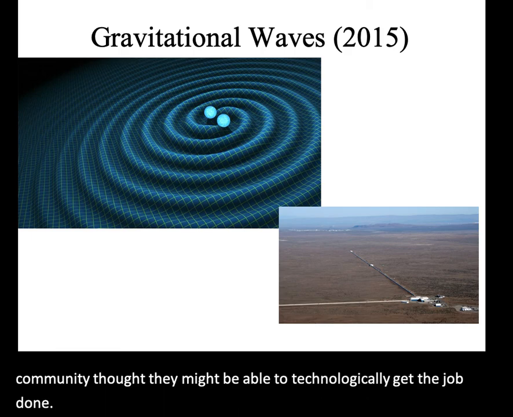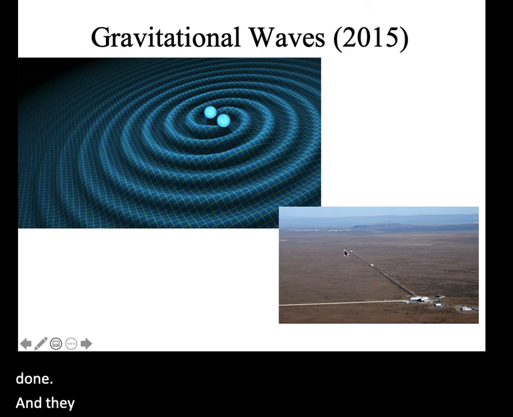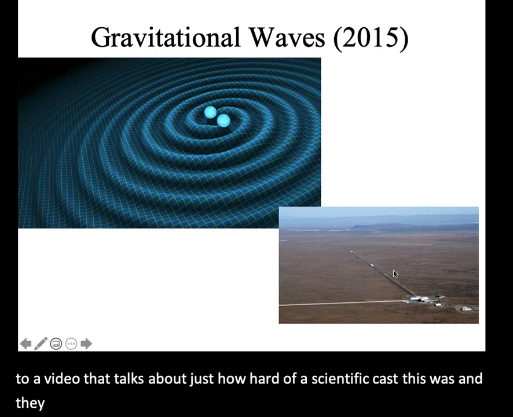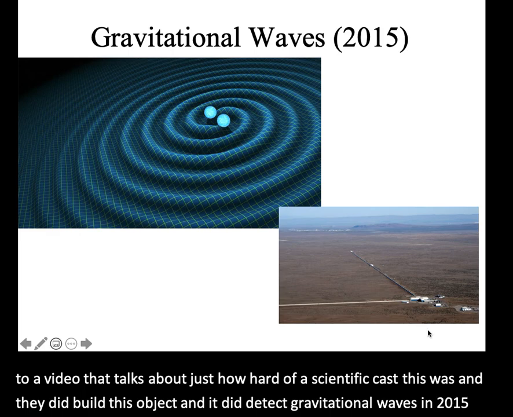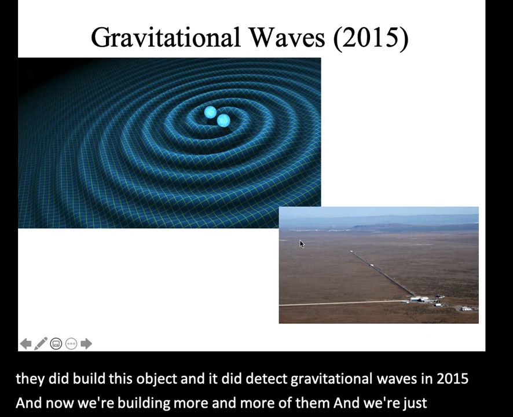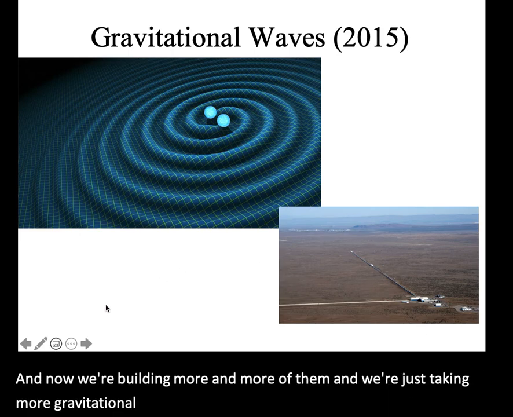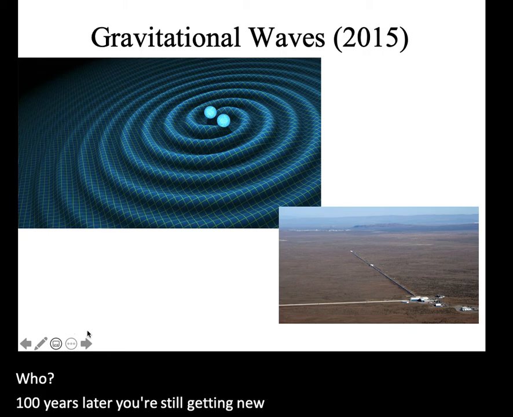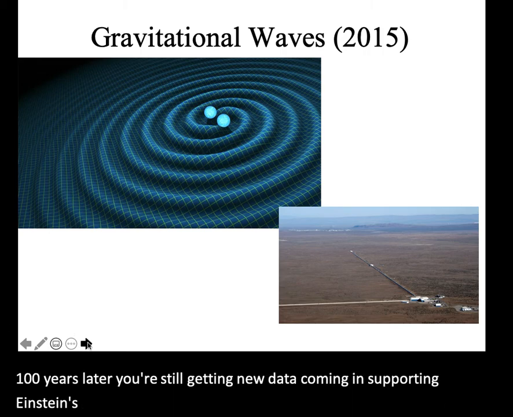And they built the world's most sensitive apparatus, right? I've got a link to a video that talks about just how hard of a scientific task this was. And they did build this object, and it did detect gravitational waves in 2015. And now we're building more and more of them, and we're detecting more and more gravitational waves. And so yet another 100 years later, you're still getting new data coming in supporting Einstein's view that general relativity is the correct theory.